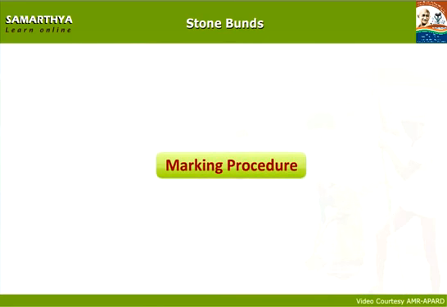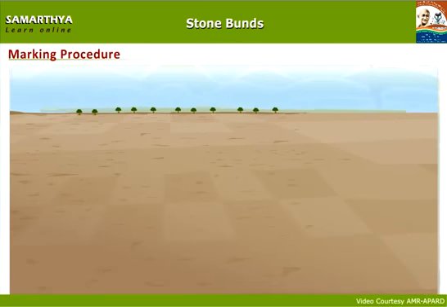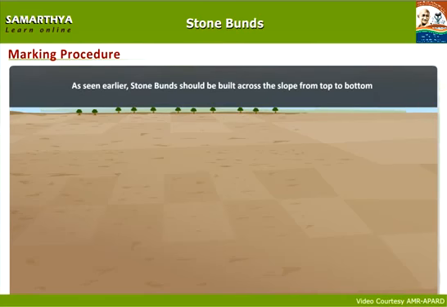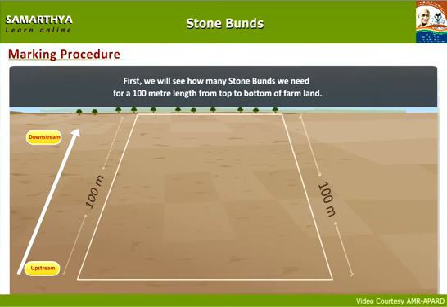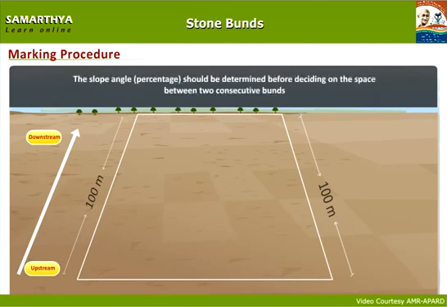Marking procedure for construction of stone bunds. Let us see how to go about marking stone bunds. As seen earlier, stone bunds should be built across the slope from top to bottom rather than from bottom to the top. First, we will see how many stone bunds we need for a 100-meter length from top to bottom of farmland. The slope angle percentage should be determined before deciding on the space between two consecutive bunds.